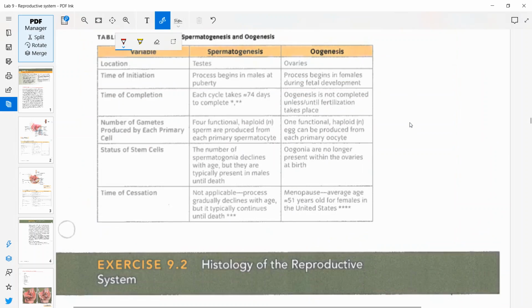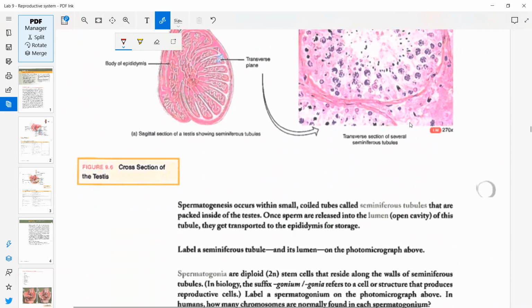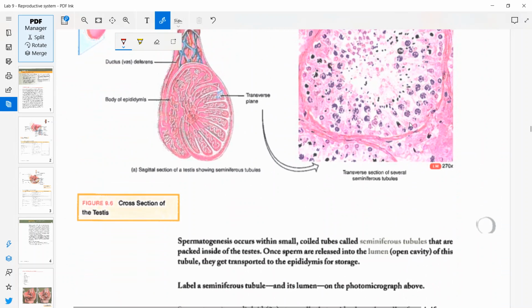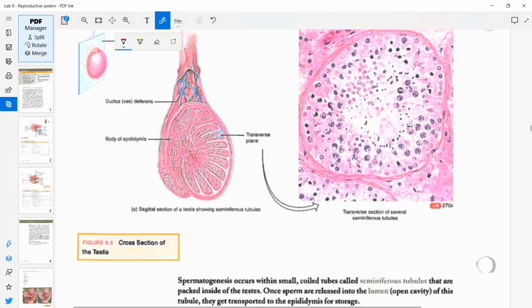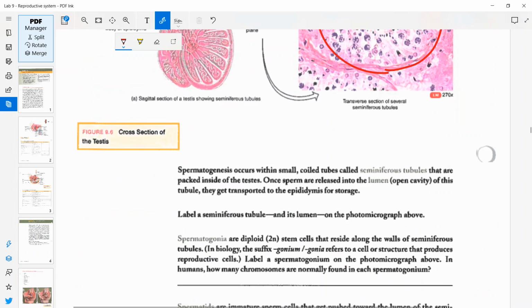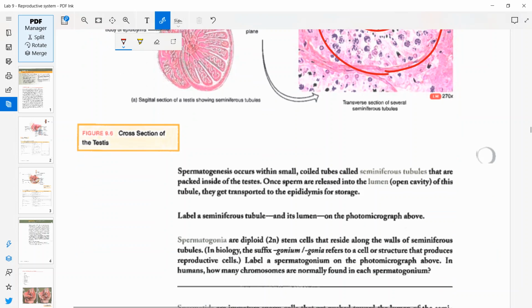We're not going to talk about oogenesis at all. We're going to talk a little bit about the histology of the testes. And spermatogenesis occurs within the seminiferous tubule. So seminiferous tubule is this. So this is seminiferous tubule. And the lumen is right here, the open space.